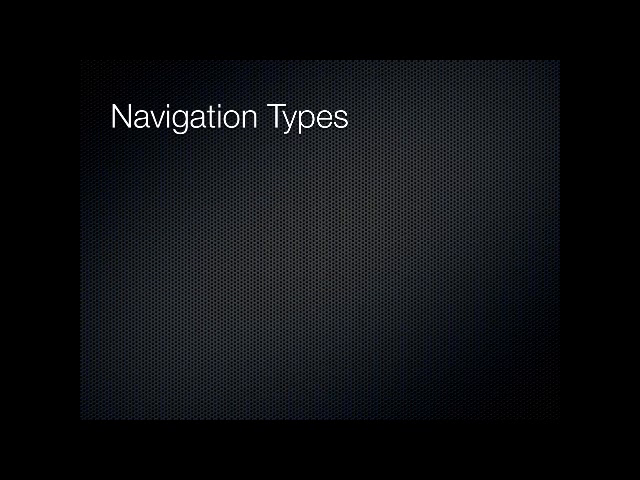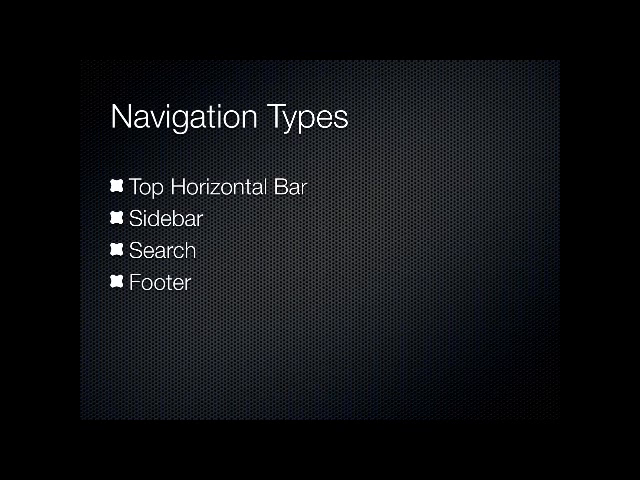So now we're going to jump into the navigation types. First type is the top horizontal bar. And keep in mind that these aren't all the navigation options, but these are the most popular ones. The next one that we're going to talk about is a sidebar. And then a search element. And then finally the footer navigation.